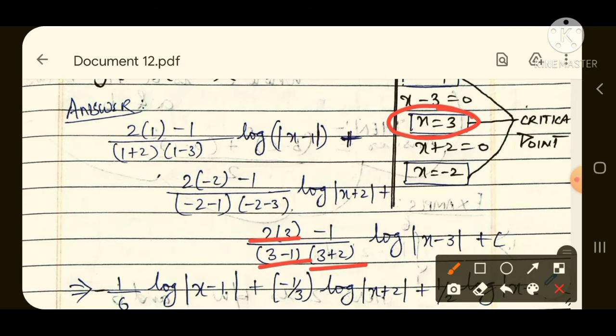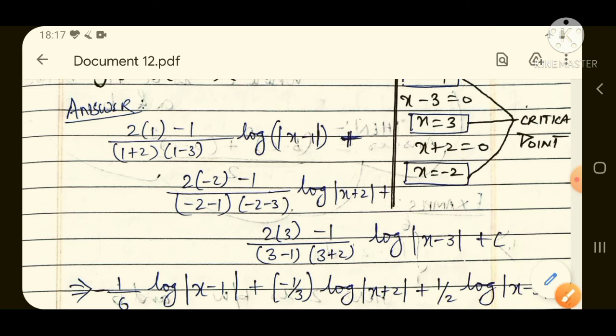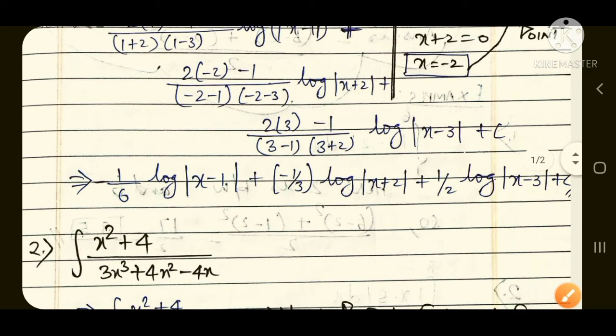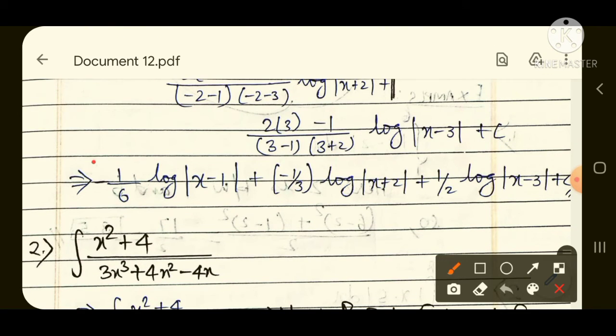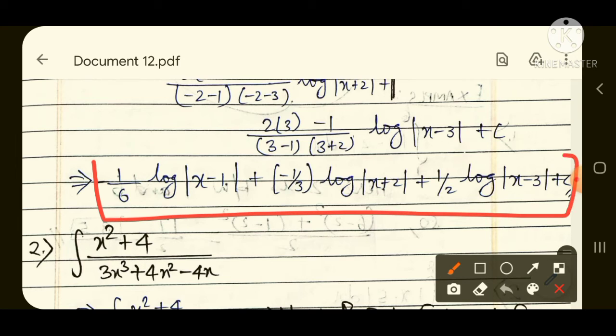And what is our next critical point? Our next critical point is minus 2, and we will substitute this minus 2 again as we did for the first two critical points. So we will substitute here 2 into, instead of x we will write minus 2, then minus 1, then minus 2, minus 1, minus 2, minus 3 here, and log of x plus 2. And after solving this, we will get our answer as this one, which I have put in the square box.